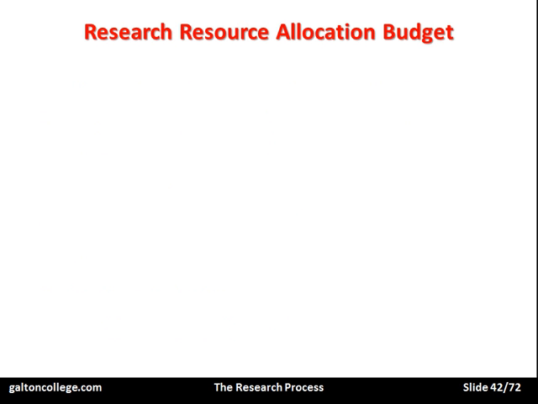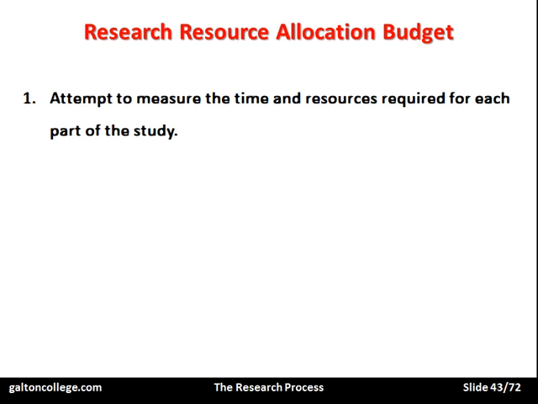Now, as I said, there should be a resource allocation budget. So attempt to measure the time and resources required for each part of the study. Try to draw up a budget. Try to say, well, the questionnaire design will take X days. It'll need to be piloted. It'll be so many more days. It'll require the following people. They will cost so much.